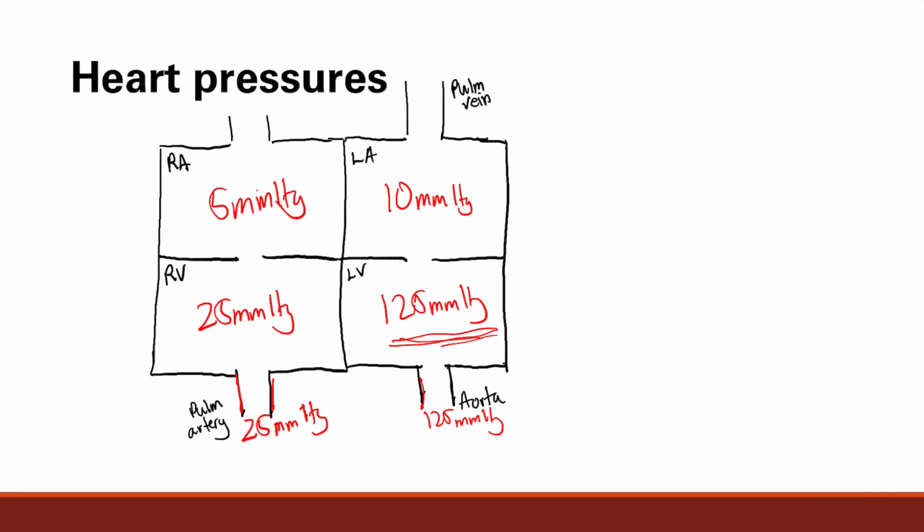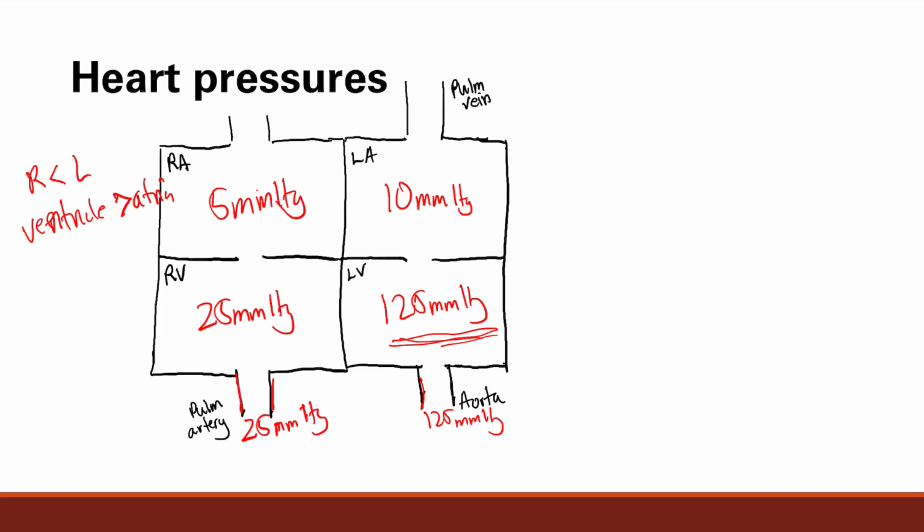Now, the other thing I want to note is that the right side in general is lower. Right pressures are generally less than left pressures. And the ventricles always have higher pressures than the atria. So those are general principles that help you remember these numbers if you can't commit them to memory somehow.